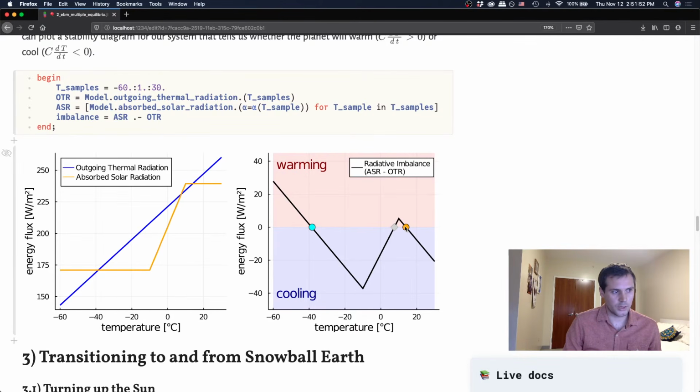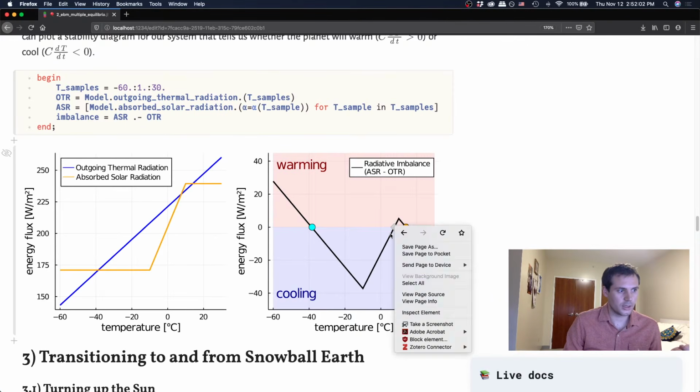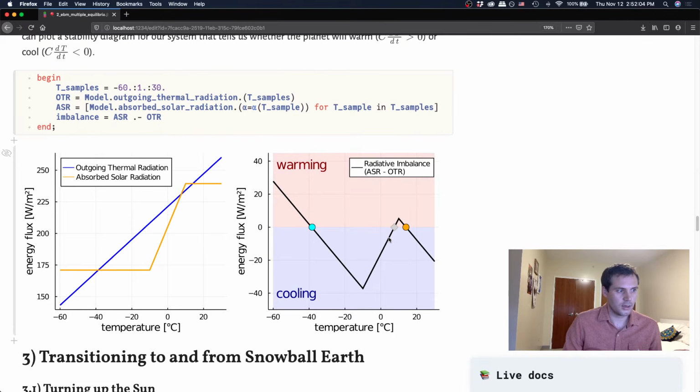Same thing for this orange one. If we go up here, we're going to cool. If we go down here, we're going to warm. So we come back to orange. What's interesting is now if we start out at the gray one, if we cool just a little bit down to here, well, now we're going to keep cooling. And so we're going to keep going, and if we get to here, we're still going to keep cooling until we get all the way to this state. And so you can think about this region as stable, unstable, stable.